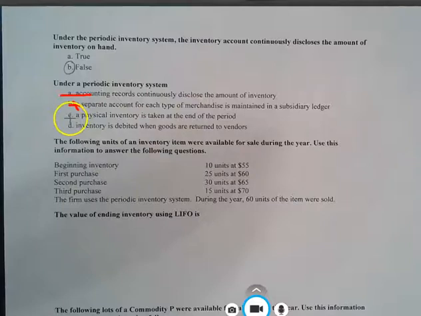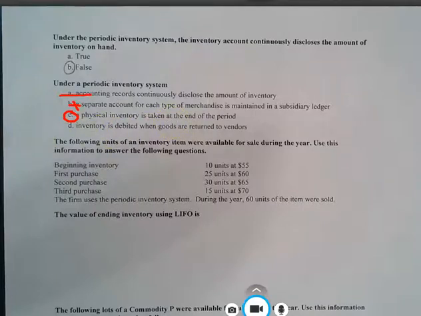All right. C, a physical inventory is taken at the end of the period. This is going to be our correct answer. And the reason for that, do we take a physical inventory at the end of the period or near the end of the period under a perpetual system? Yes, we do. But this absolutely must take place under a periodic system because, recall, we're not going to have any information on cost of goods sold or be able to calculate our inventory amount for the balance sheet if we don't do this under a periodic system.